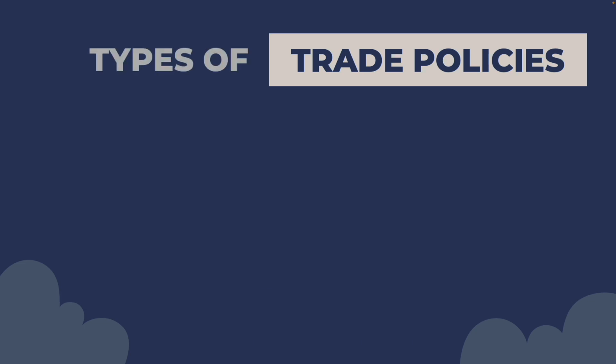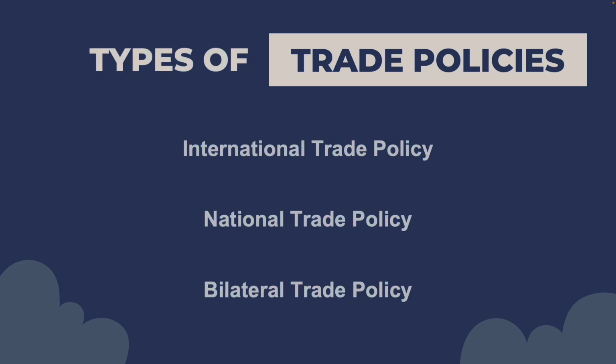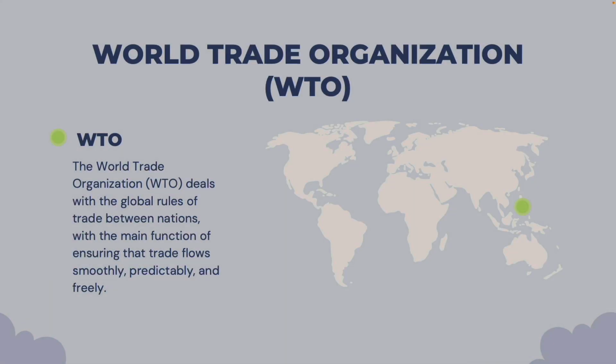And these policies can be international agreements, national laws, or just bilateral deals between two countries. Okay. And overseeing a lot of this, trying to keep the rules clear and trade flowing, it's a big global organization involved. There is the World Trade Organization, the WTO.